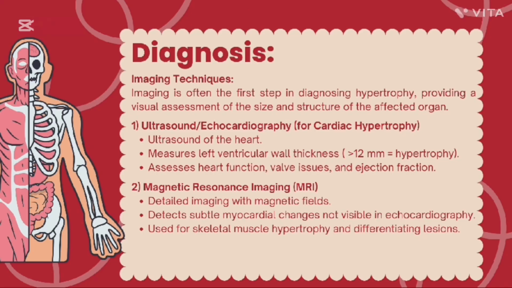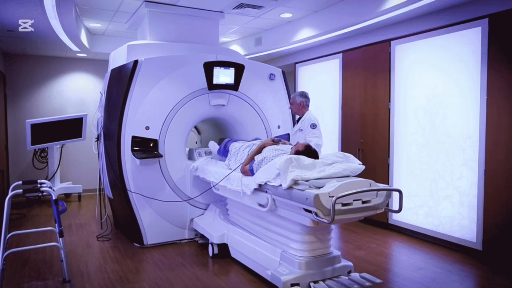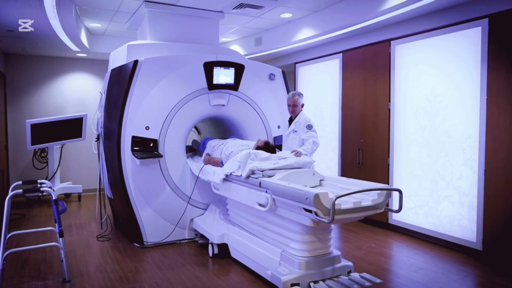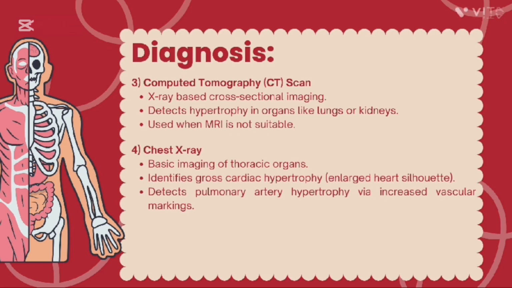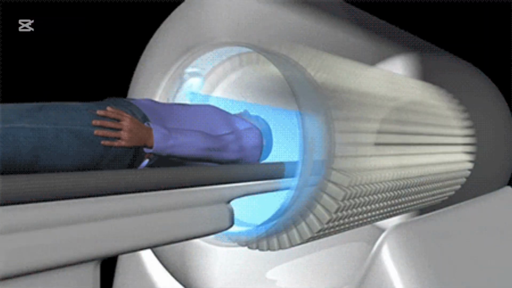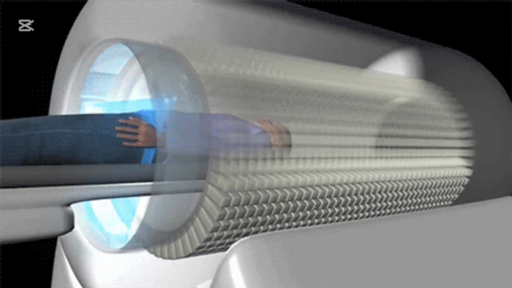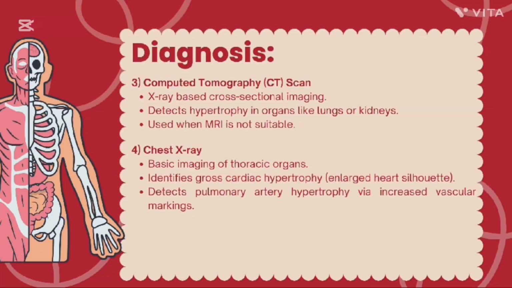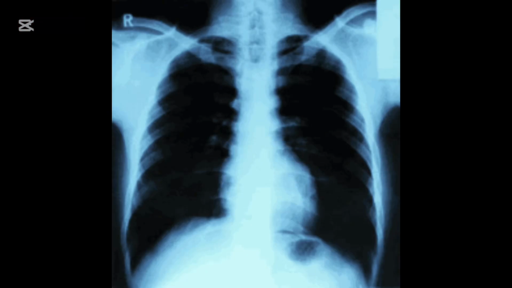We can diagnose hypertrophy by imaging techniques. The first one is ultrasound echocardiography, ultrasound of the heart. The second one is magnetic resonance imaging, which is detailed imaging with a magnetic field. The third one is CT scan, which is X-ray based cross-sectional imaging, used when MRI is not suitable. The fourth one is chest X-ray, which is basic imaging of thoracic organs.